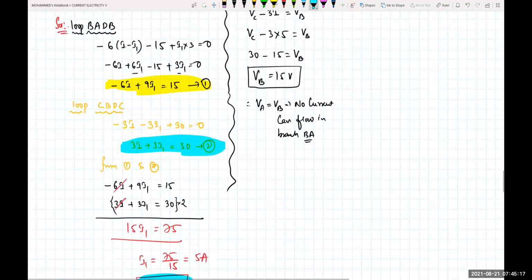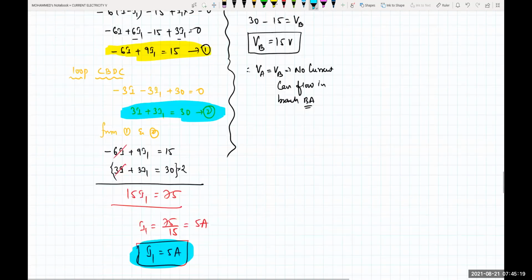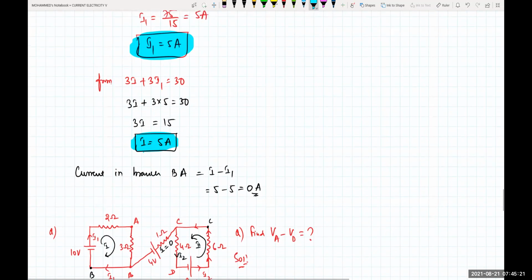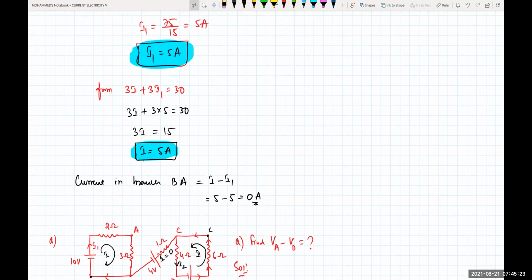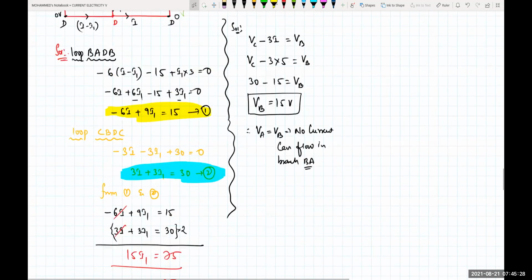Then the current in the branch B to A is I minus I1. I is how much we got? 5. I1 is how much we got? 5. So the current is equal to how much? 0. So the current in the branch BA will be equal to 0.